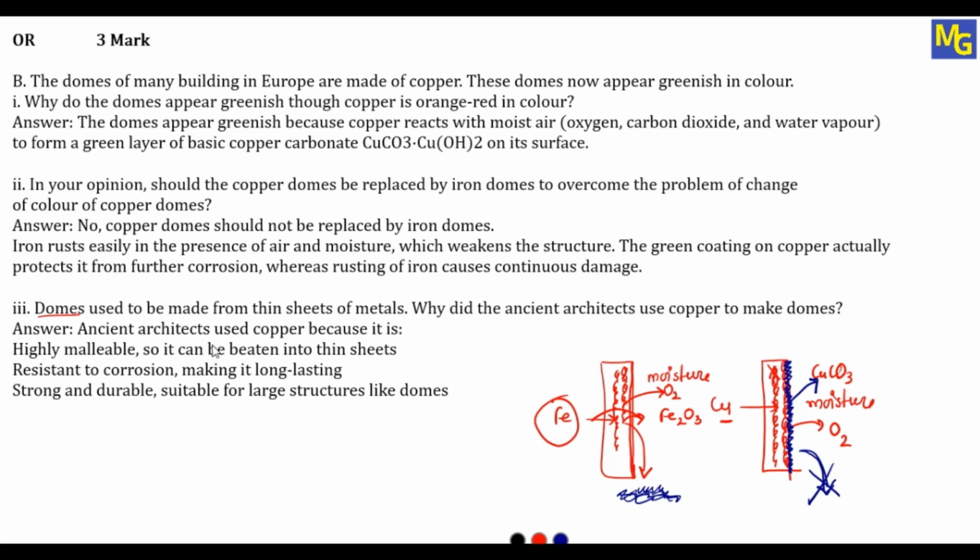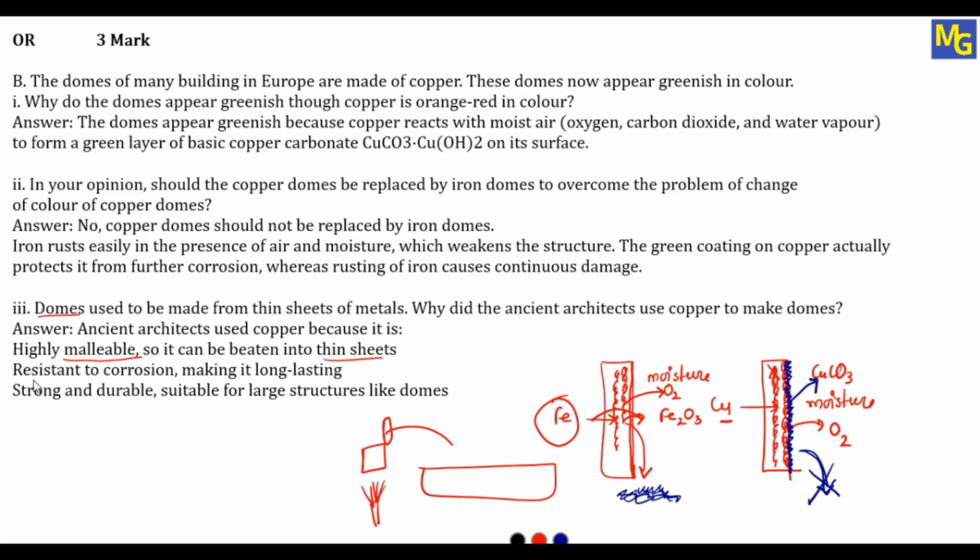And to prepare a thin sheet, any metal, what you have to do? You have to take a metal and heat it. And after heating, when the metal gets soft, you have to beat this metal, and by beating you convert these metals into thin sheets, and this property is called malleability. And copper is highly malleable, it can be easily converted into thin sheets by beating. Therefore this is one of the important properties for which copper is used to prepare domes.